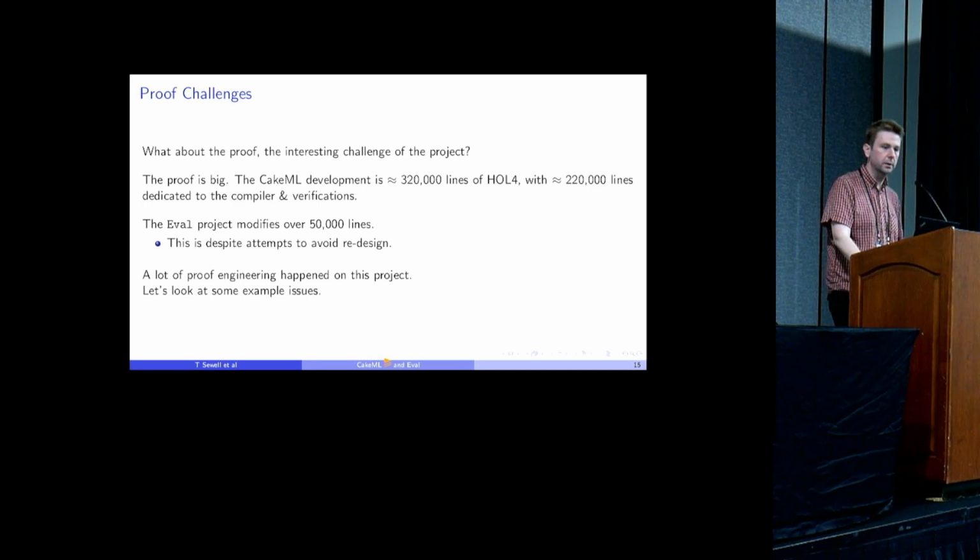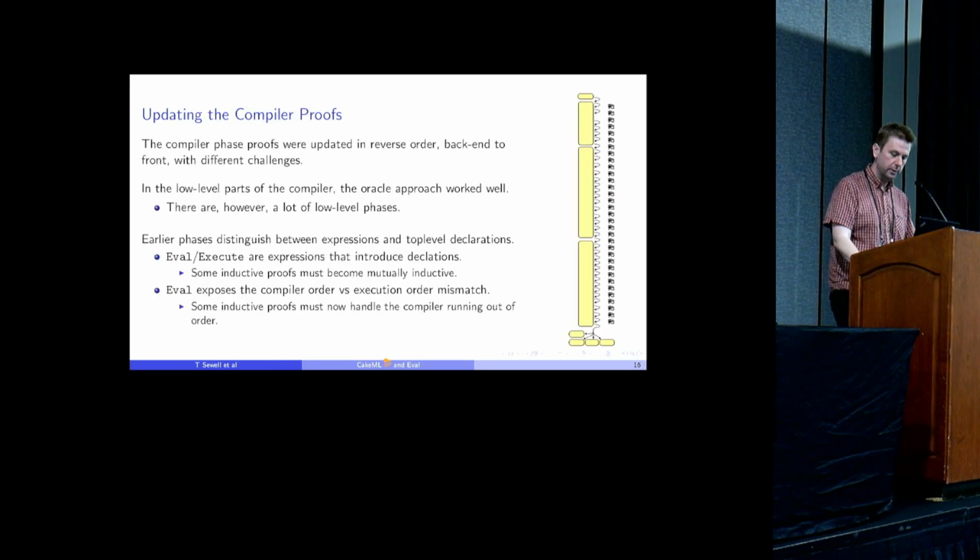And I'm just going to give you some flavor of the issues here. You could write a very boring textbook. So the compiler proofs were updated in reverse order. We started at the back end of the compiler and worked upwards. The oracle design was designed to make sense so that execute could be stitched in at the very bottom level. And in the low-level phases, it works pretty well. It gets a bit more tricky when we get up to the earlier phases.